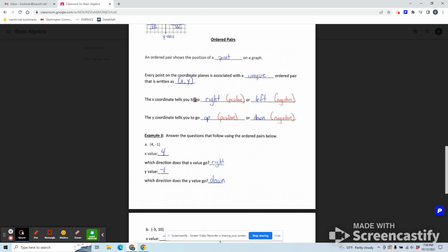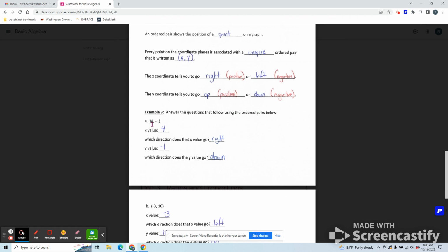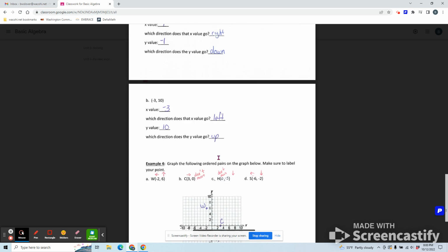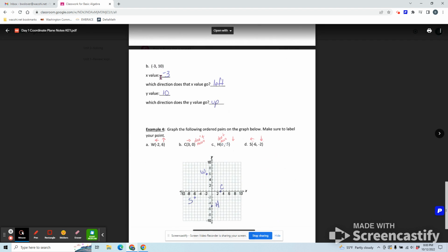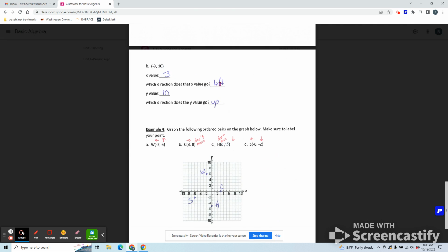The x-coordinate tells you to go right if it's positive, or it tells you to go left if it's negative. The y-coordinate tells you to go up if it's positive, or down if it's negative. So answer the questions that follow using the ordered pairs. So I have 4 comma negative 1. So my x value is 4. Because it's positive, that means I'm going to the right. My y value is negative 1. Because it's negative, I'm going down. Negative 3 comma 10. My x value is negative 3, so that means I'm going to go left. Then my y value is 10, which means I'm going to go up.